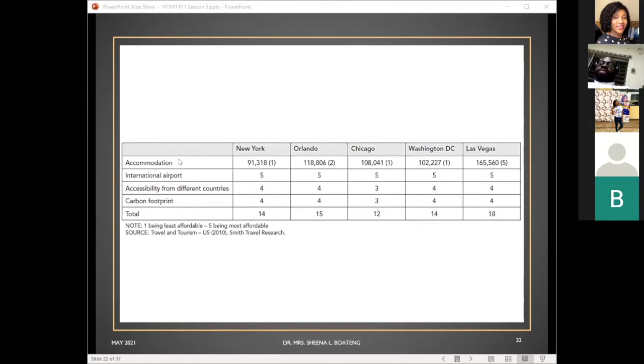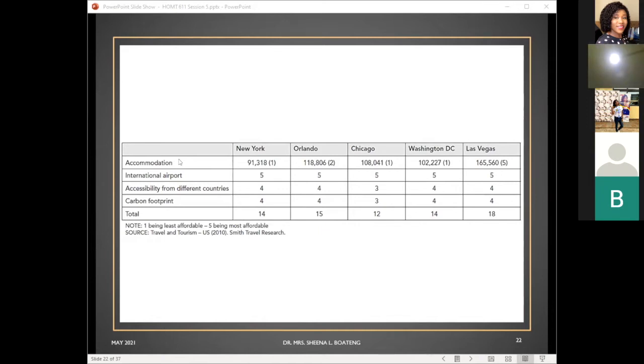5. In terms of the international airports, it seems they all have equal marks. Good. In terms of accessibility from different countries, all of them except Chicago, right? Yeah. And then for the carbon footprint as well, again, all of them except Chicago, isn't it? Yeah. So of the 5 cities, based on the total marks they each earned, using the different criteria, which city emerged as the best? Las Vegas. Good, right? Because they had the highest score.